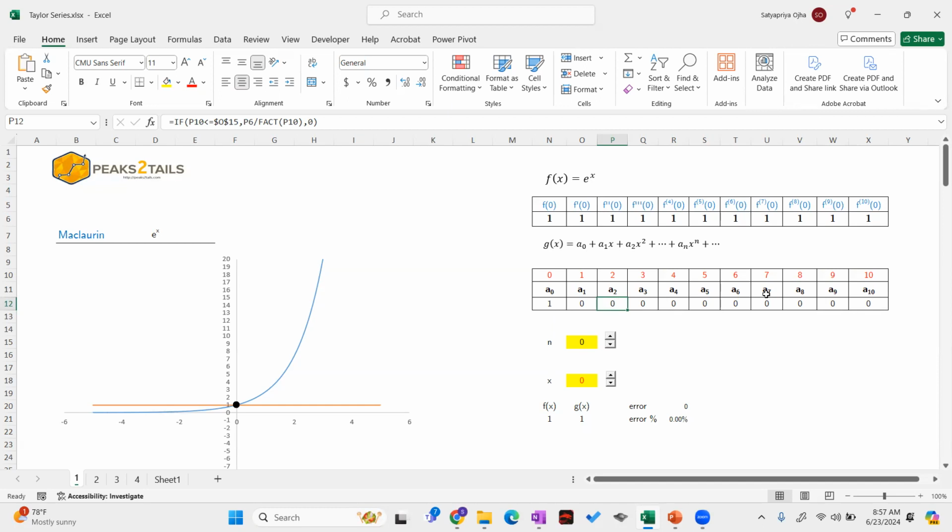Yeah, so this is the e to the power x expansion at x equal to 0. Now, what I will do is start including these terms one by one. First, I will try to approximate it using the first term. Then I'll use 2 terms. Then I'll use 3 terms. And we'll see how the approximation actually looks. Right now, n equal to 0. That means I have only included a0. a0 is 1. Correct?